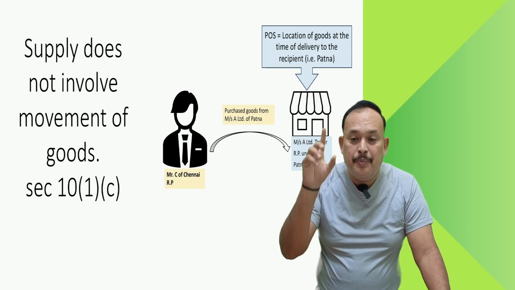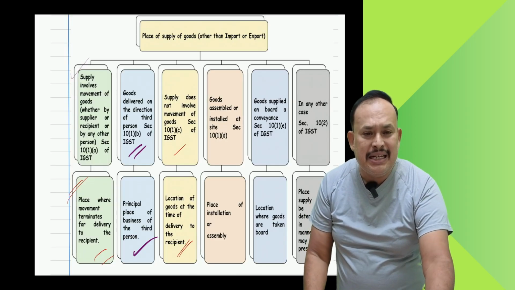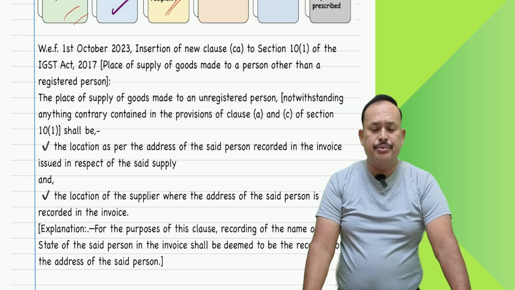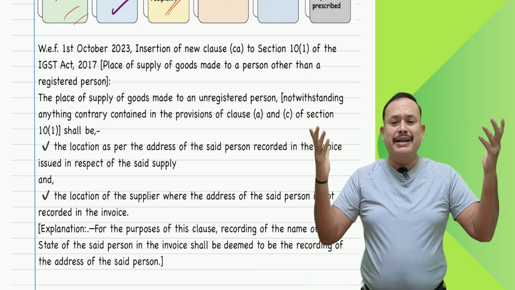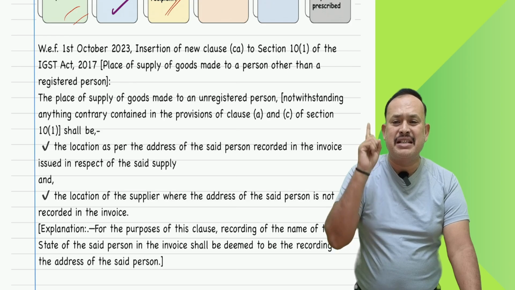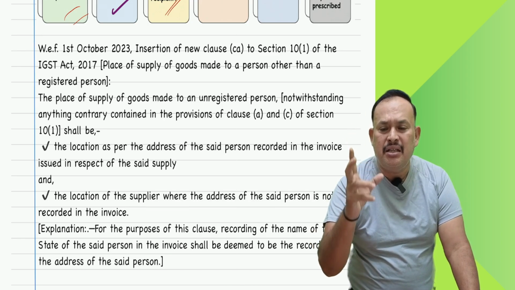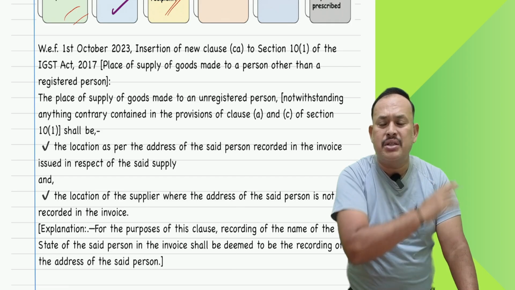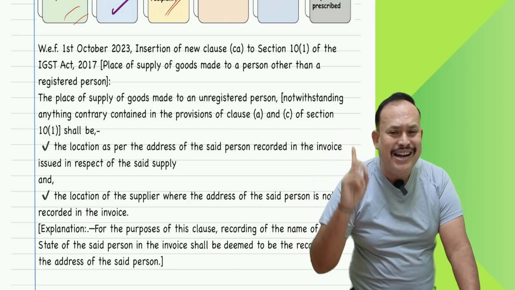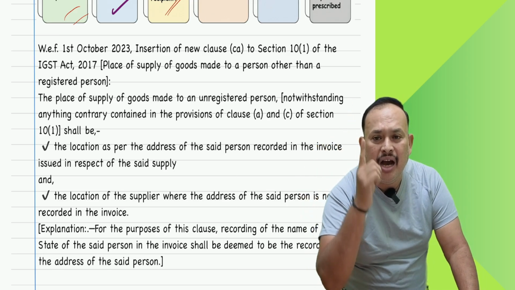Section 10, subsection 1, clause CA will come, a new provision introduced recently from 1st October 2023 onwards. Notwithstanding anything contained in section 10(1)A, 10(1)B of the IGST Act, 10(1)CA will come into picture if the transaction is B2C, namely the recipient is an unregistered person, whether supply of goods involves movement of the goods or does not involve movement of the goods. If the recipient is an unregistered person, I am bound to refer section 10(1)CA of the IGST Act.